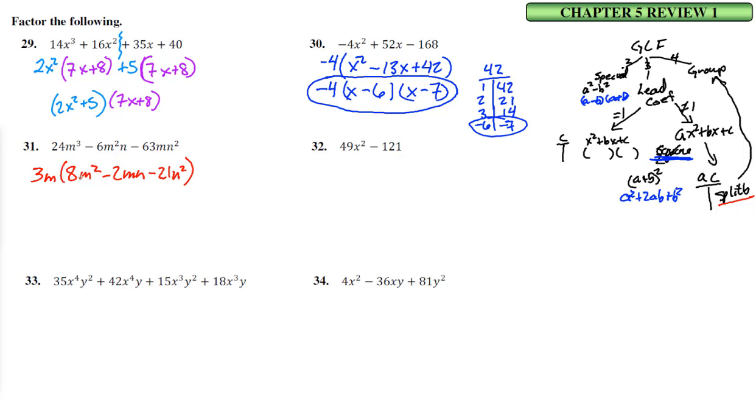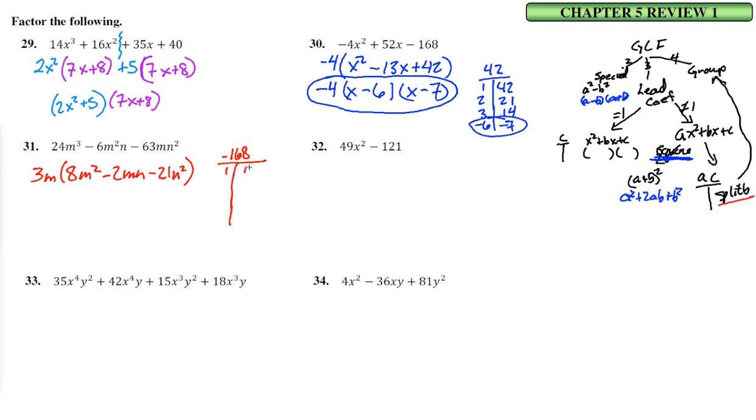Now what do we have? We have 1, 2, 3 terms. So 3 terms, leading coefficient is not equal to 1. That's an 8. And so we check, is that a perfect square? 8 and 21, not perfect square. So we're down here, the AC method. 8 times a negative 21 is negative 168. And we're going to find the factors of that add to a negative 2.